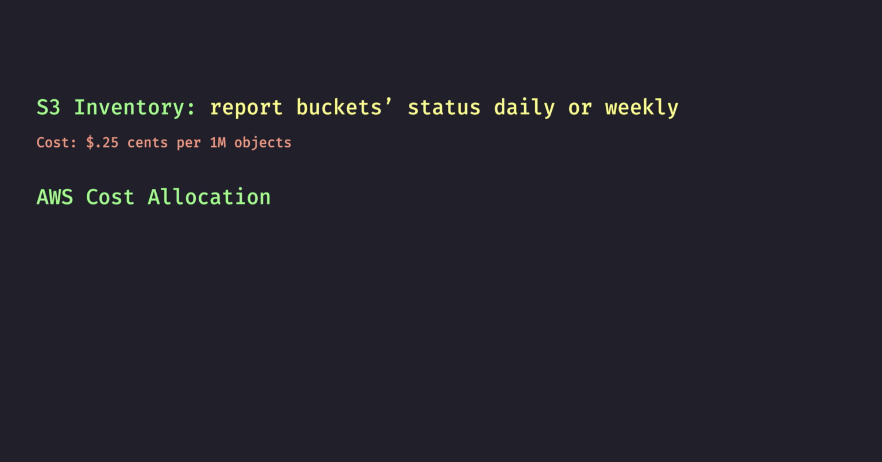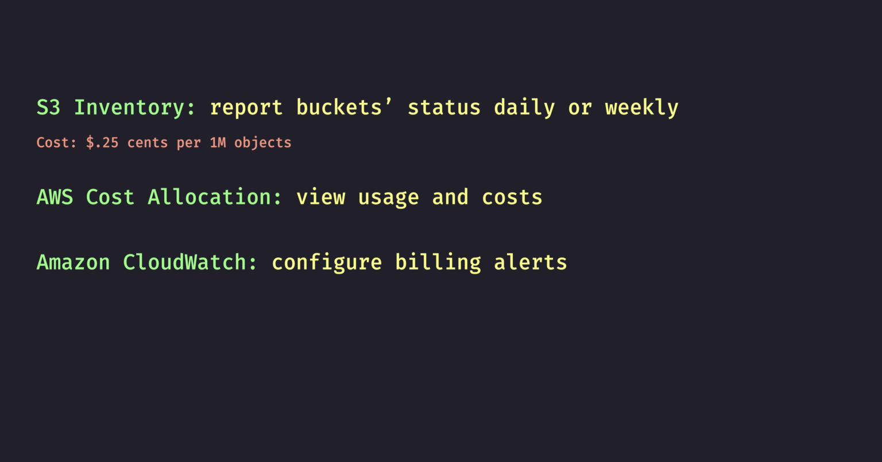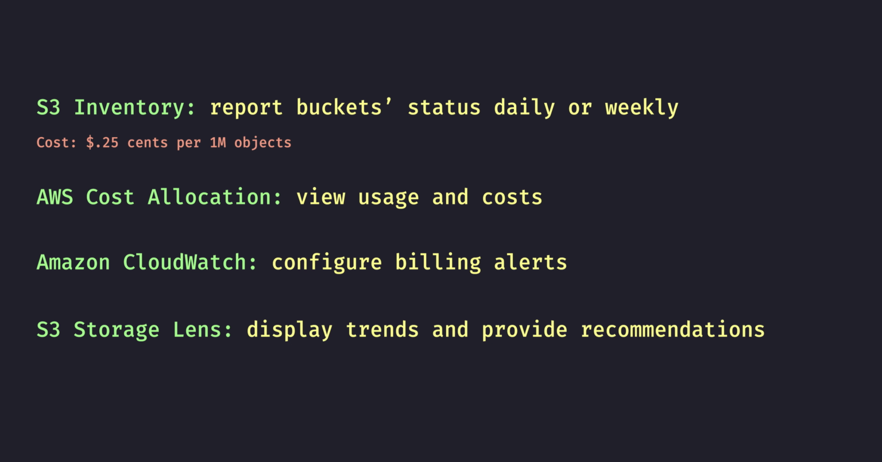AWS Cost Allocation Reports allows you to view the usage and costs aggregated by the bucket tags. Amazon CloudWatch lets you configure billing alerts for estimated charges that reach a user-defined threshold. S3 Storage Lens delivers organization-wide visibility into object storage usage and activity trends, and makes actionable recommendations to improve cost efficiency and apply data protection best practices at 20 cents per million objects.